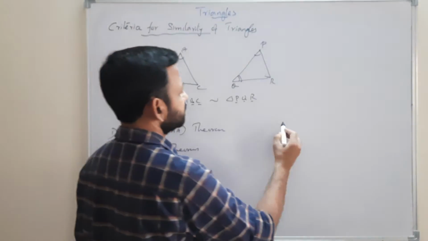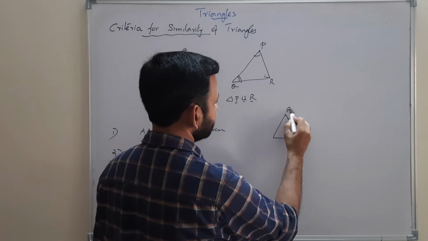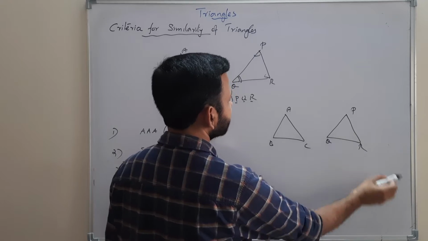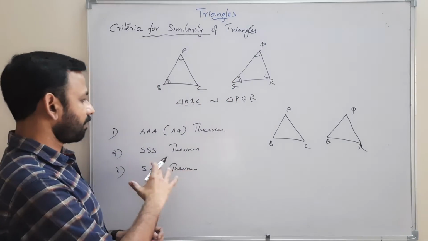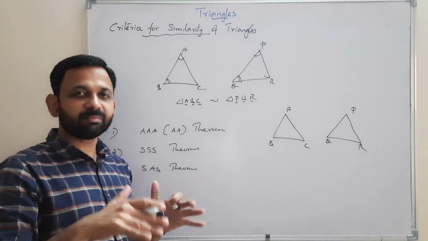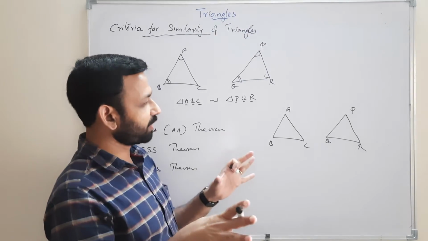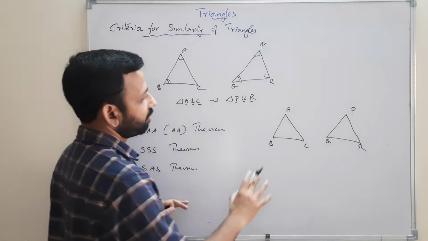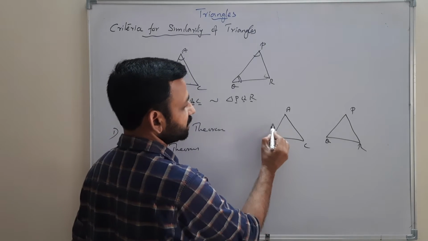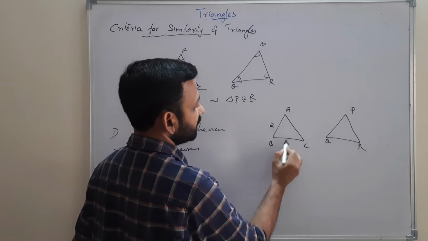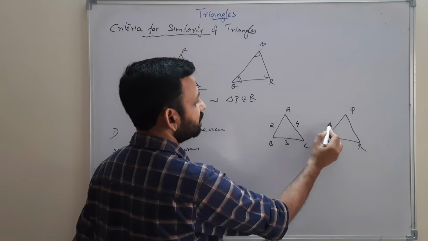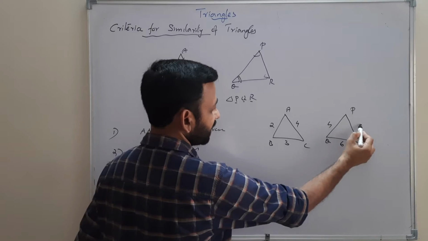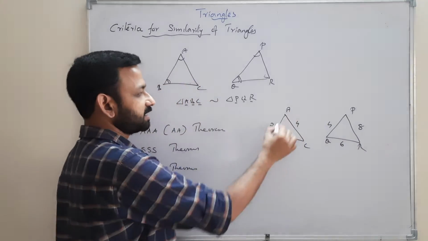Two triangles, triangle ABC and triangle PQR. If all three sides are in the same ratio, then the corresponding angles will be equal and the triangles will be similar. Suppose here the sides are 2, 3, 4, and here double of 2 is 4, double of 3 is 6, double of 4 is 8. So now they are in the same ratio.